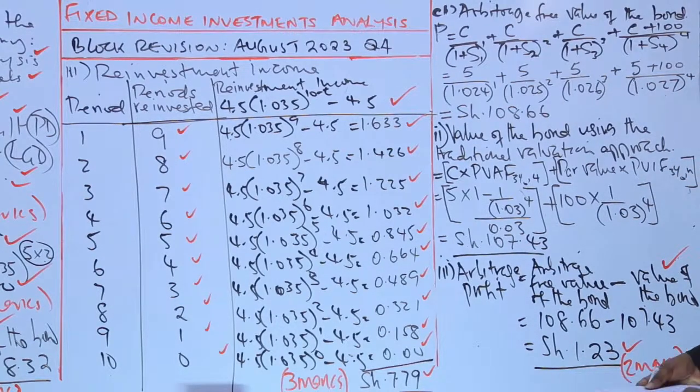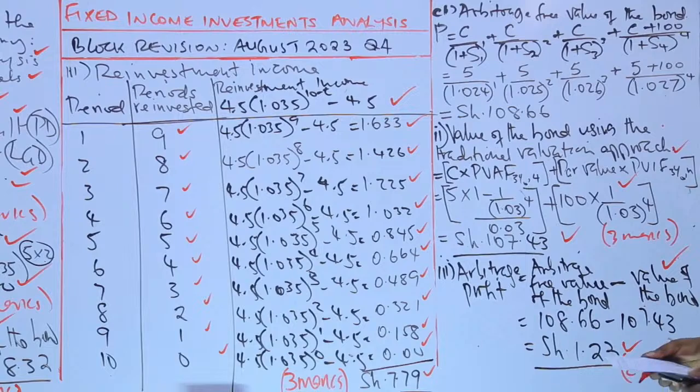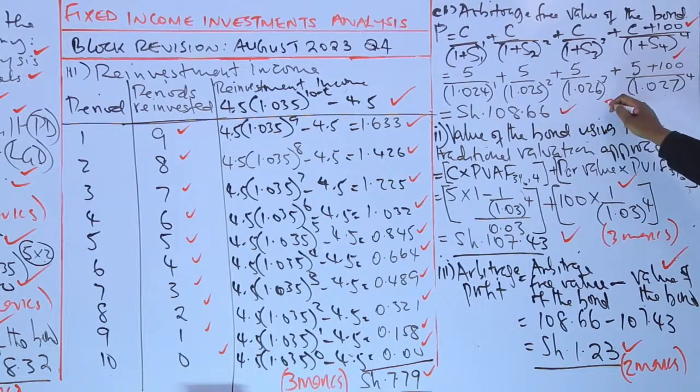Roman 2, you are calculating the value of the bond using the traditional valuation method, 3 marks. Here, arbitrage free value of the bond, 3 marks. Formula, working, 3 marks.